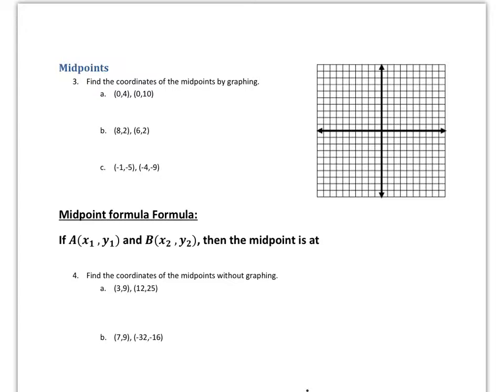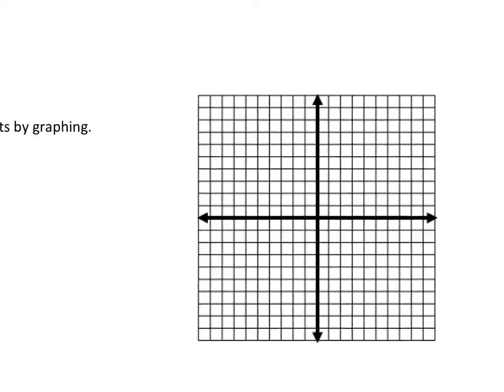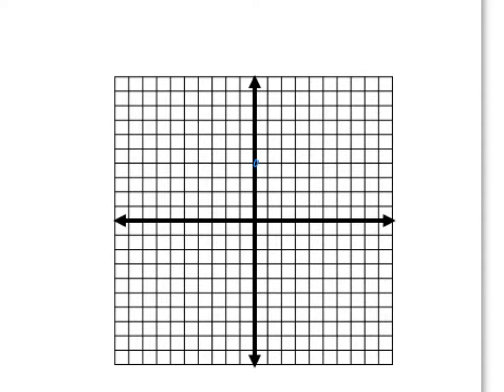All right, let's take a little moment to investigate some midpoints and see what the midpoint formula looks like on the coordinate plane. So if we have a couple points here, we got (0, 4) and (0, 10). So (0, 4) is here, and (0, 10) is up here. And the question is, what's the midpoint?